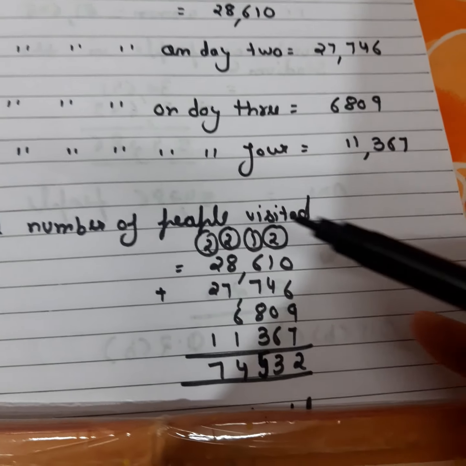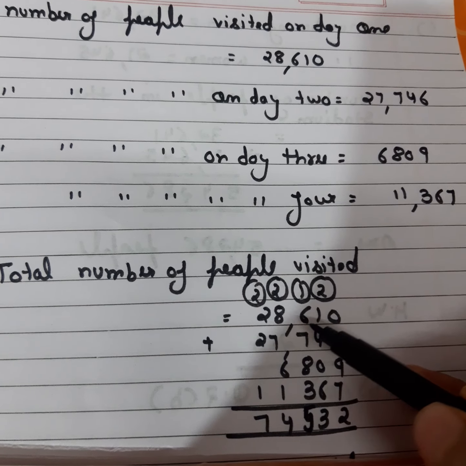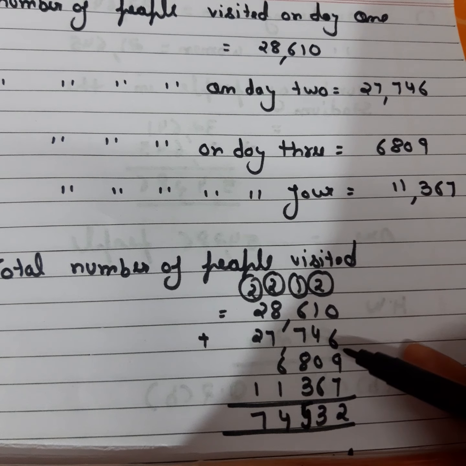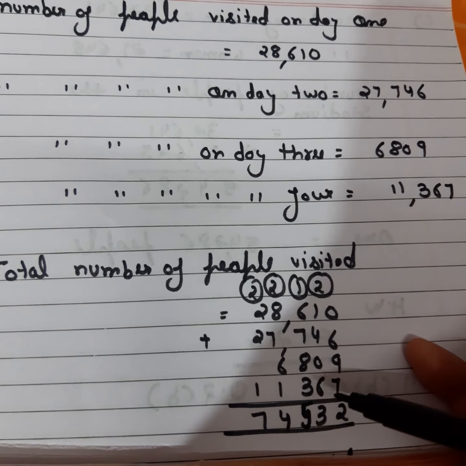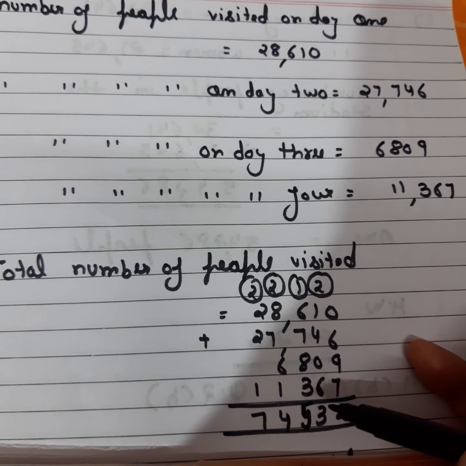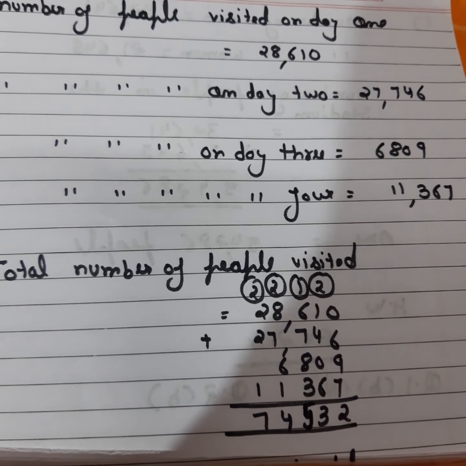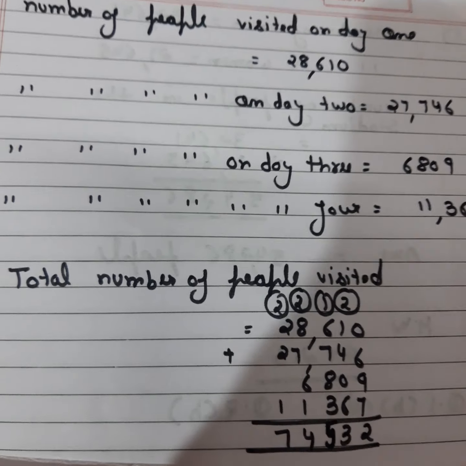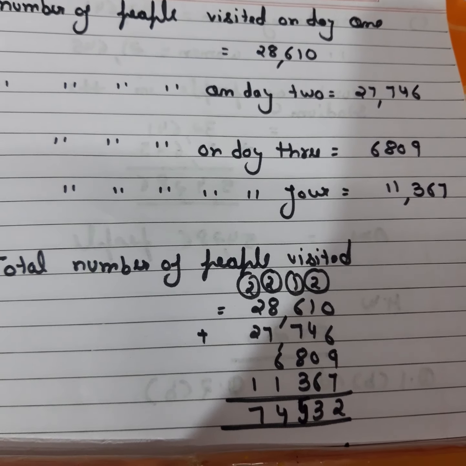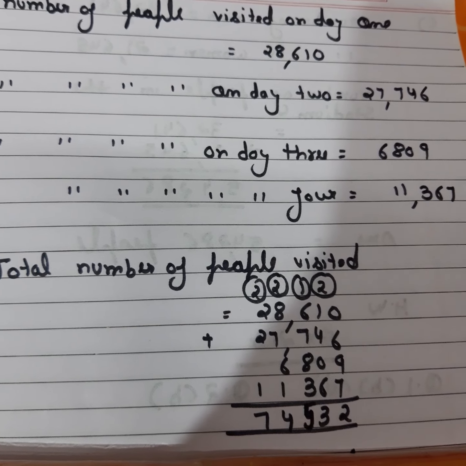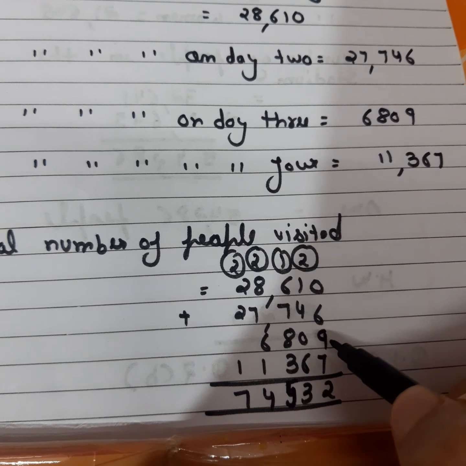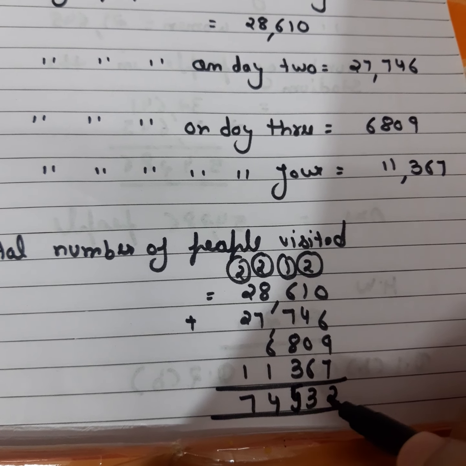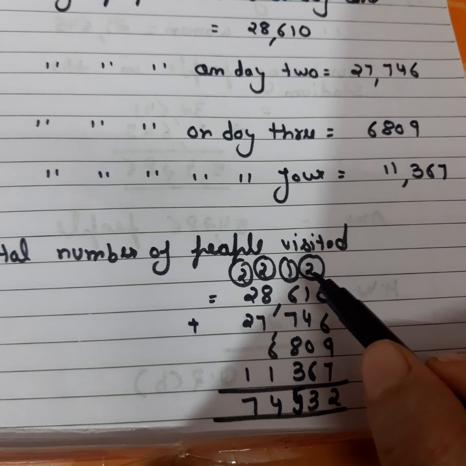Clear? So I had written here 28,610, then 27,746, then 6,809, then 11,367. And you have to keep in mind how to arrange the numbers in columns. It means ones place will be under ones place, tens place will be under tens, and so on. Okay, so here 6 plus 9 is 15, and 15 plus 7 is 22. So I had written here 2, and the carry will go here.